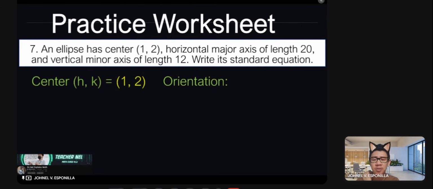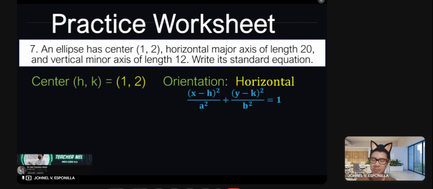So, ano yung orientation muna? So, since malaki yung 20 compare kay 12, so sabi sa 20 horizontal. So, this is horizontal. And this is the formula. Now, ang 20, that is the value of 2A kasi major axis. So, para makuha yung semi-major, which is the value of A, kalahati pa ng 20, that is 10. Tapos yung B natin, kalahati ng 12, that is 6.